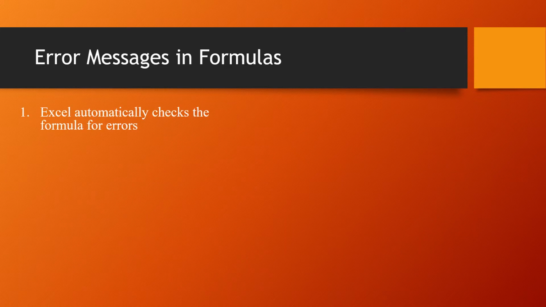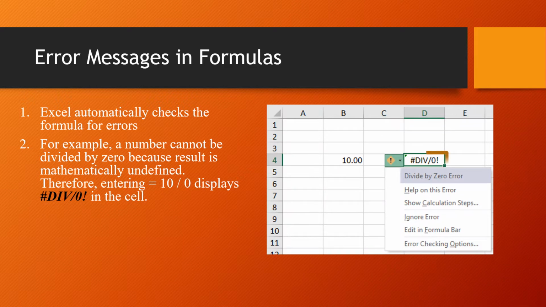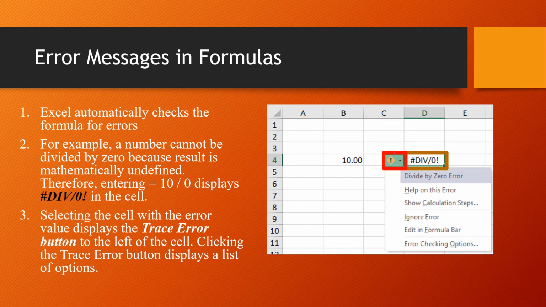The error message in formulas. Excel automatically checks the formulas you write for errors. For example, a number cannot be divided by 0 because the result is mathematically undefined. Therefore, entering 10 divided by 0 displays an error in the cell. Selecting the cell, you will see the trace error button displayed to the left of the cell. Clicking the trace error button displays a list of options.